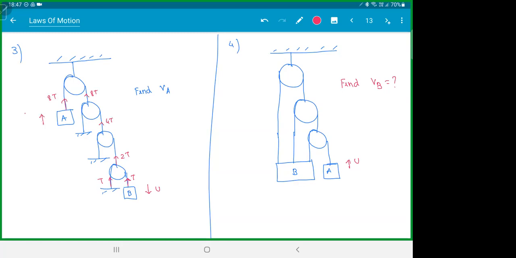Let A's velocity be VA upward. Then power will be 8T into VA plus T into minus U is 0. So VA is equal to U by 8. Plus indicates the direction I have taken is right. Easy. Finish the next one. I'll give you a minute.